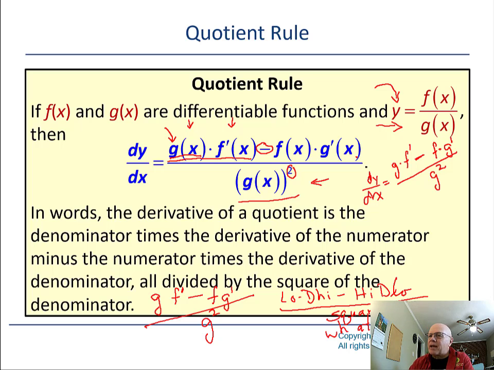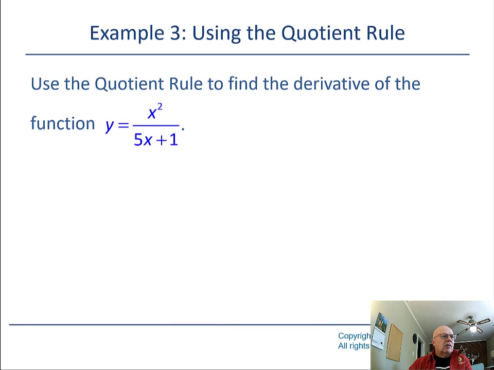Some people really go by that. Low-DeHigh minus high-DeLow over the square of what's below. If that helps you, you got it. Let's try finding the derivative of this function.